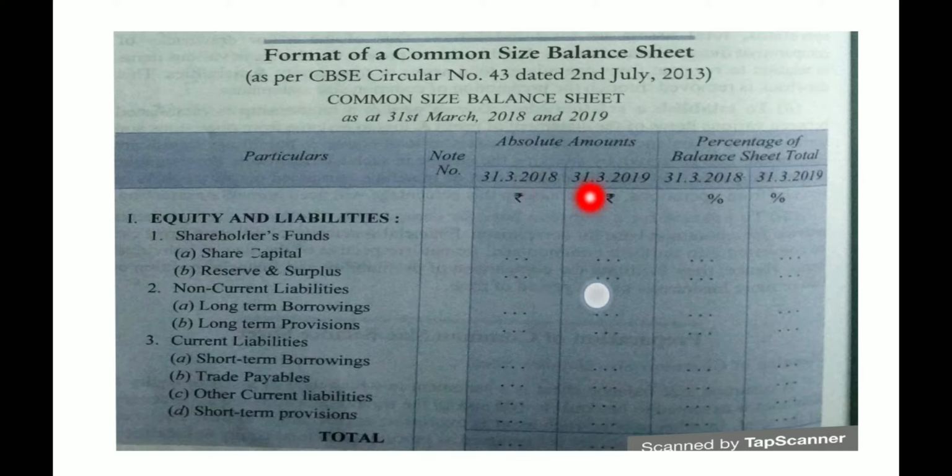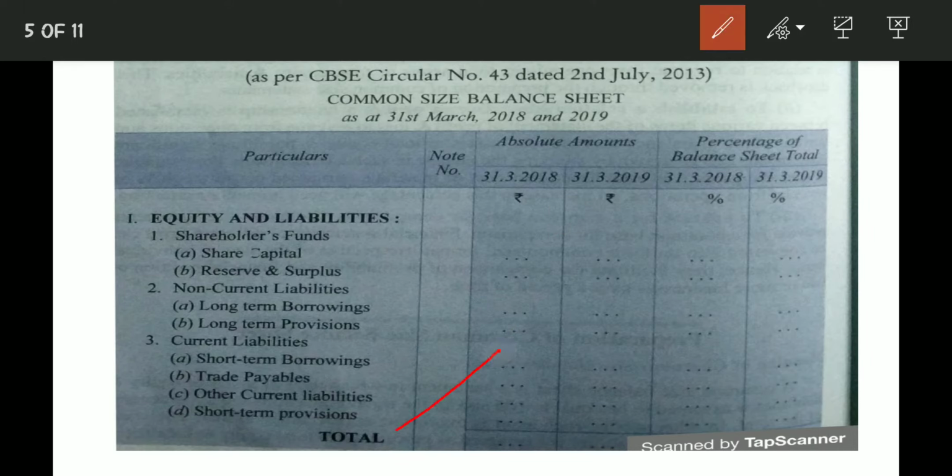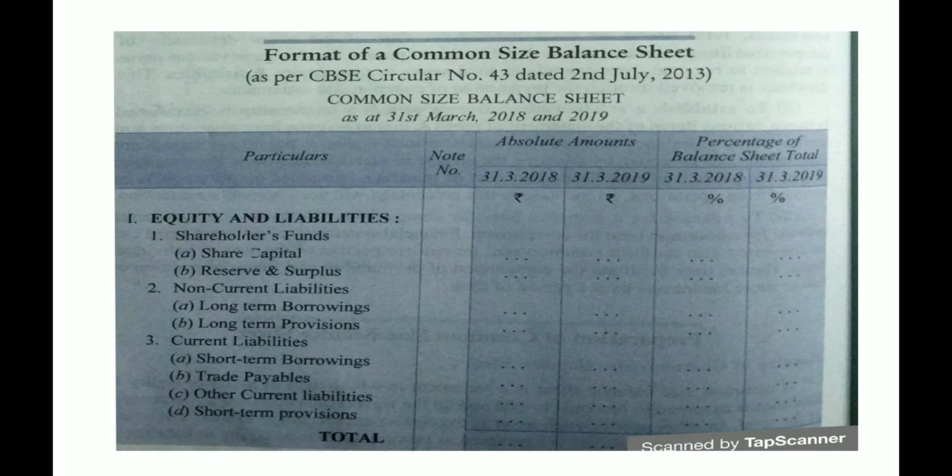There is the previous year and the current year, with absolute amounts already given in the question, and the percentage of balance sheet total for the previous year and the current year. You can take the base as the total, the common base on which you have to find the percentage, right? Okay, so this is the format of a common size balance sheet.